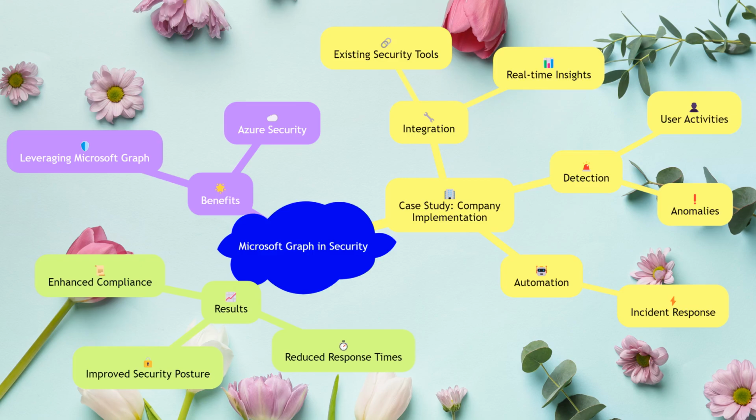To illustrate the practical application of Microsoft Graph, consider a case study of a company that implemented a security monitoring solution. By integrating Microsoft Graph with their existing security tools, they were able to gain real-time insights into user activities, detect anomalies, and automate incident response. This resulted in improved security posture, reduced response times, and enhanced compliance with regulatory requirements. This case study demonstrates the tangible benefits of leveraging Microsoft Graph for Azure security.